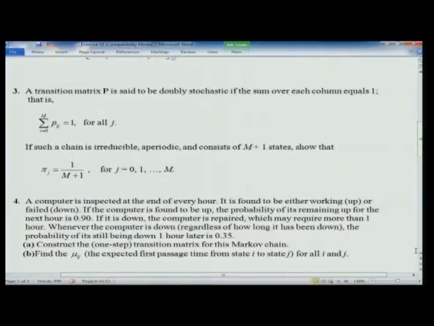In that case, such a chain is irreducible, aperiodic, and consists of m plus 1 states. Show that the steady state probabilities in such a case, you do not have to do any computations, just right away you will be able to show that your pi j's are 1 upon m plus 1 for j varying from 0 to m. This is simple, you can do it orally, but write down a few things.